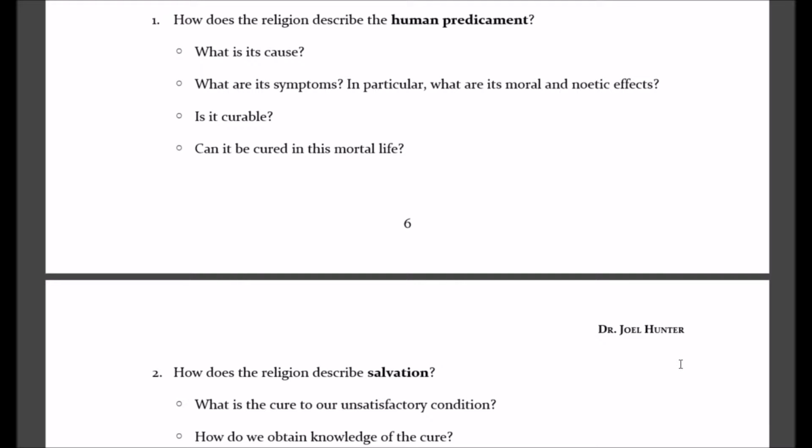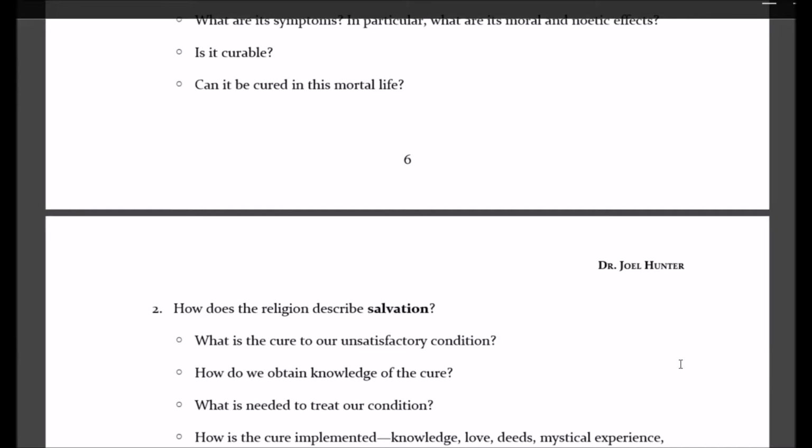Okay, so let's talk about the human predicament. How does religion describe the human predicament? You need to be able to answer that question. So the kinds of things that you can look for to answer that question are, what is its cause? What are its symptoms? What are its moral and noetic effects? So look up the word noetic if you don't know it, but it essentially has to do with the mind, the intellect. Is it curable? Can it be cured in this life? Okay, those are the kinds of questions about the human predicament: cause, symptoms, and whether or not it's curable. And if it's curable, when is it curable?